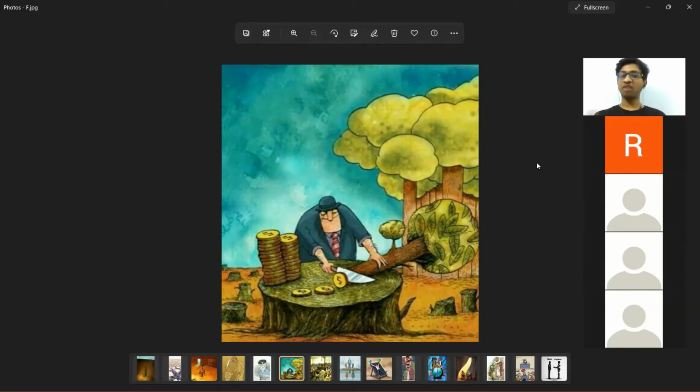A great way of describing how human greed is destroying the atmosphere and the nature all around us.